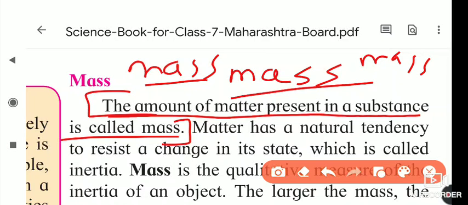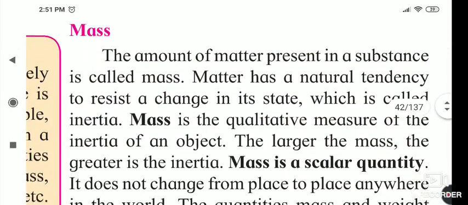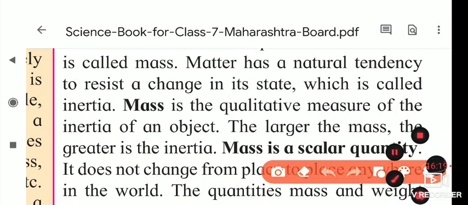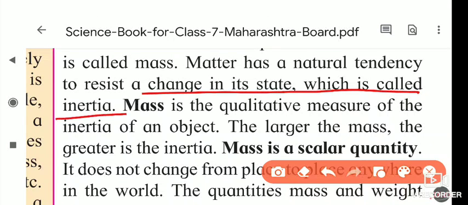Matter means what I told you: how much matter is present inside a substance is called its mass. Now matter has a natural tendency to resist a change in its state, which is called inertia. For example, a change of state means it is changing its place. Matter has a natural tendency to resist that change, and that is called inertia. So this is the definition of inertia.